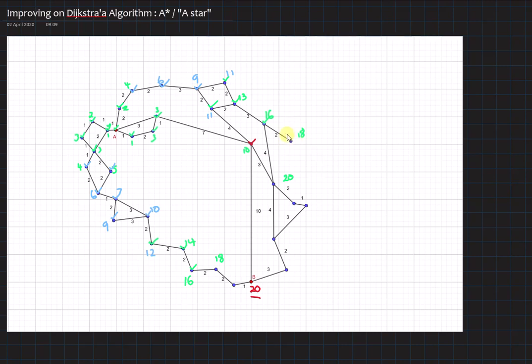What's the valence of the next node? If the valence is 1 and that's not my destination, forget about it. So the 18 doesn't go anywhere, get rid of it. 18 down here comes to 20. And now I'm at the point where I've got a 20 here, I've got a 20 here, and I've got a 20 here.